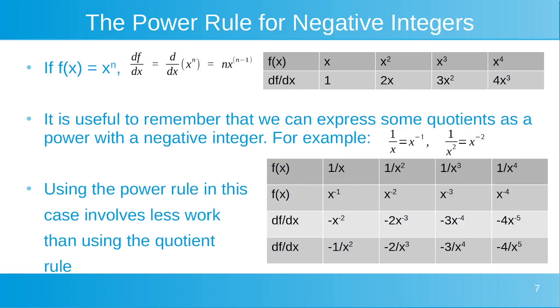So having looked at an example in our previous screen of using the quotient rule, and then seeing here how we can calculate derivatives of x raised to a negative integer rather than doing it as a quotient, you can see how using the power rule in these cases involves less work than using the quotient rule. So it's quite useful to remember that we can do this, because you can save yourself a lot of time and effort. In a lot of other cases you will have to use the quotient rule, but in cases like these you can use the power rule.